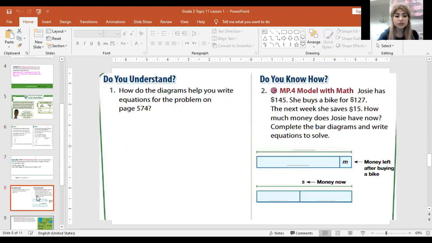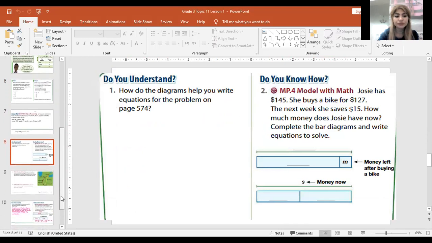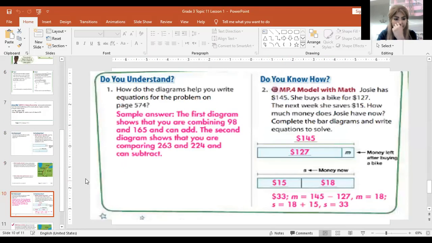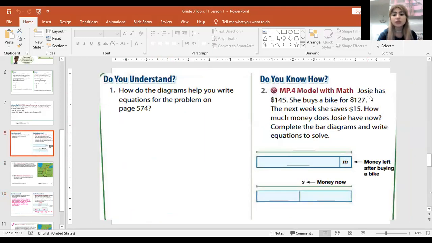Okay, my lovely girls, so here he is telling me, so this is the answer. The first diagram shows that you are combining and adding 98 plus 165 and can add. The second diagram shows that you are comparing the two numbers by subtracting. Let's go see the next question.